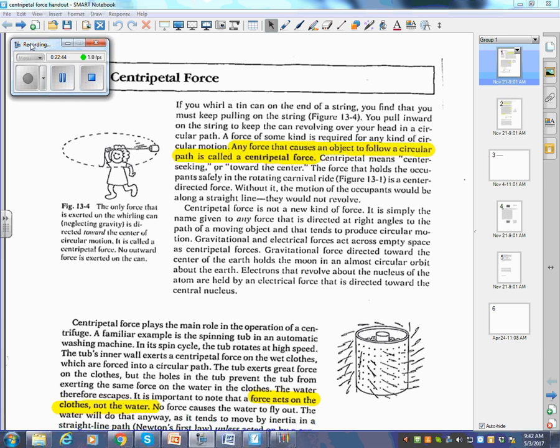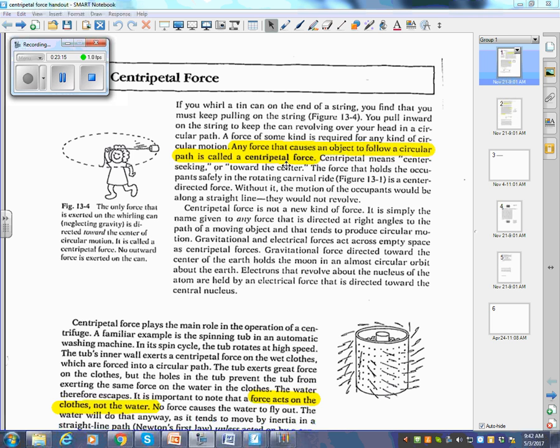If you whirl a tin can or a rubber stopper at the end of a string, you find that you must keep pulling on the string. You pull inward on the string to keep the can revolving over your head in a circular path. A force of some kind is required for any kind of circular motion. Any force that causes an object to follow a circular path is called a centripetal force. So centripetal force is a force that creates a circular path. Centripetal means center-seeking, or toward the center.